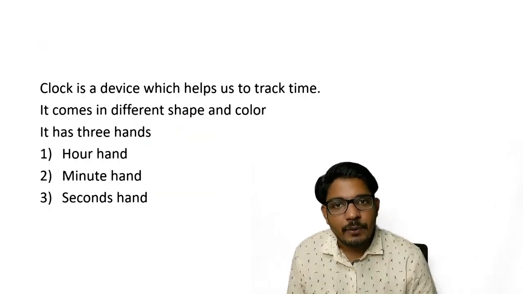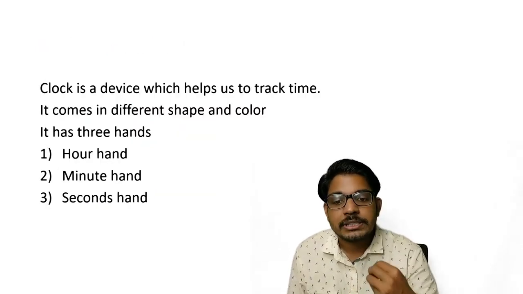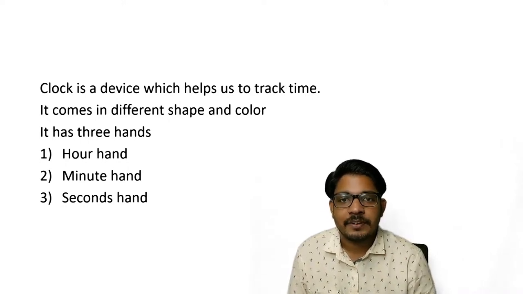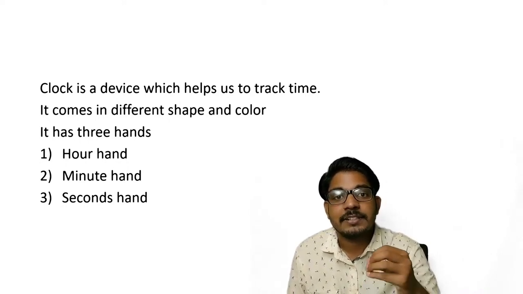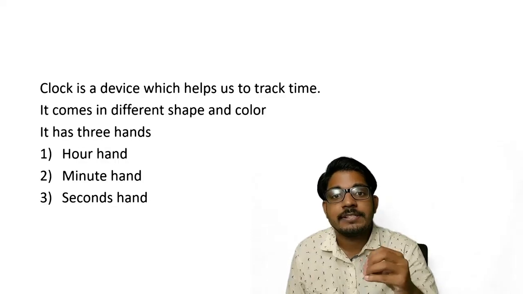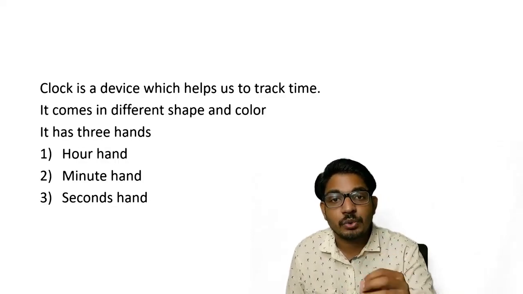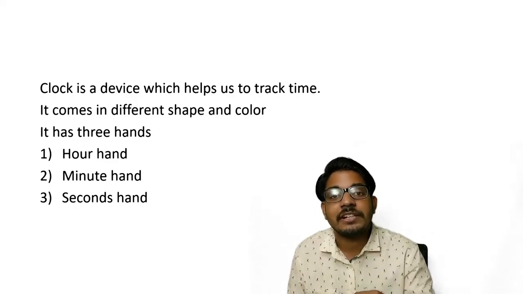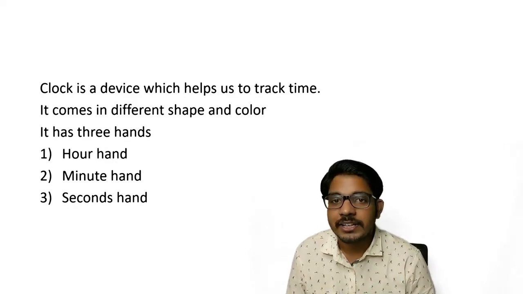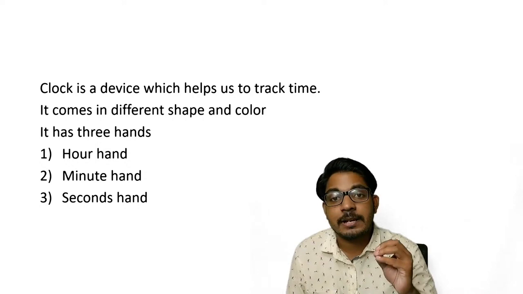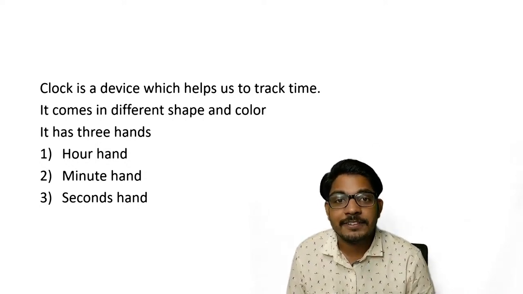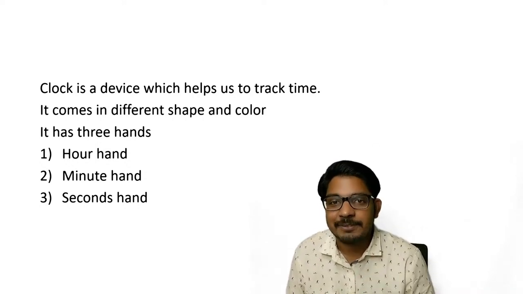See, a clock is a device which helps us to track time. It will tell us the time of the day. What time is it exactly? It will tell us whether it is morning, noon, evening, or night. So, clocks help us to identify and track the time.